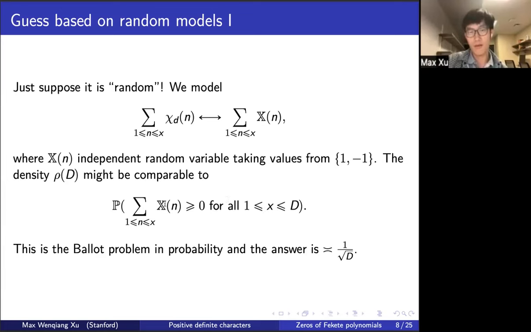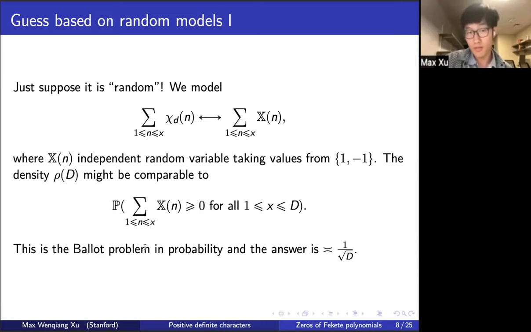Because every time you either add one or subtract one, how possible is it that you always stay above the x-axis? This is a random walk, people call it lazy random walk. How could it always stay positive? If you have this kind of intuition, then when I told you what the conjecture was, you probably believe the conjecture was wrong. Or you probably believe that Baker and Montgomery's result is the correct answer. So the density should tend to zero. The probability here should be something very rare, tending to zero.